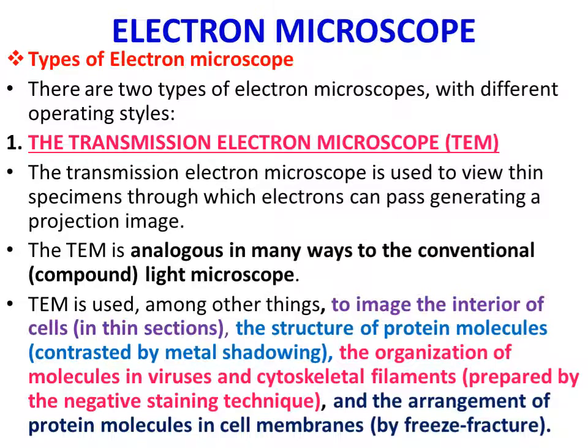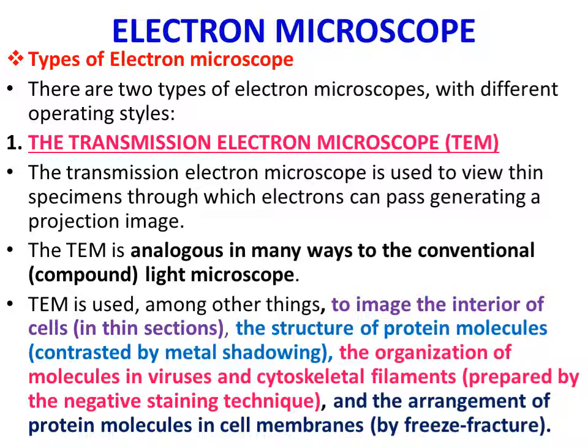Next slide: types of electron microscope. There are two types of electron microscopes with different operating styles. One is the transmission electron microscope. The transmission electron microscope is used to view thin specimens through which electrons can pass, generating a projection image.